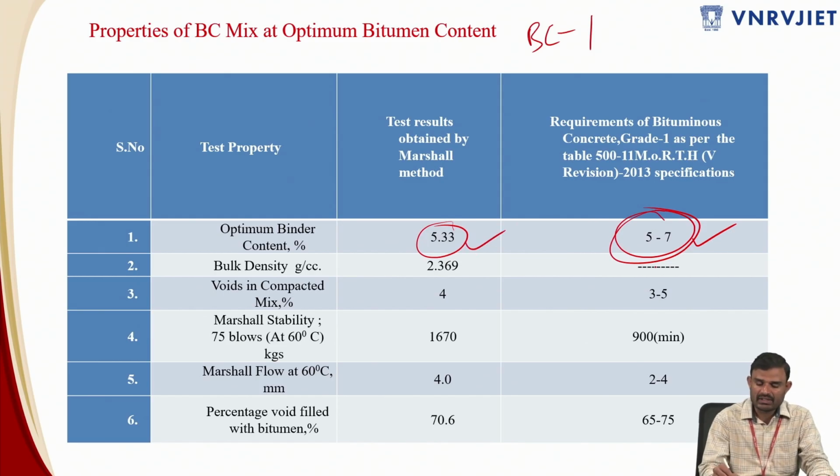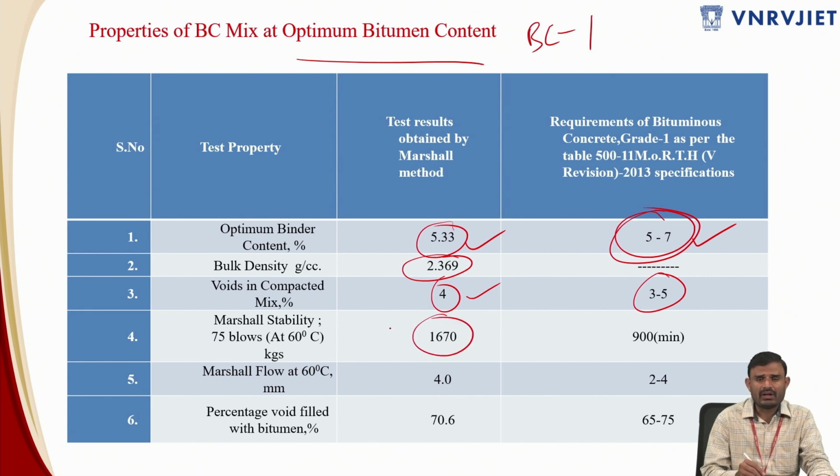And bulk density, there is no code requirement, so I've got 2.369, which is valid. And voids in compacted mix should be between 3 and 5. I've got it to be 4. So I've got it to 4 at OBC. Everything is going to happen at OBC.